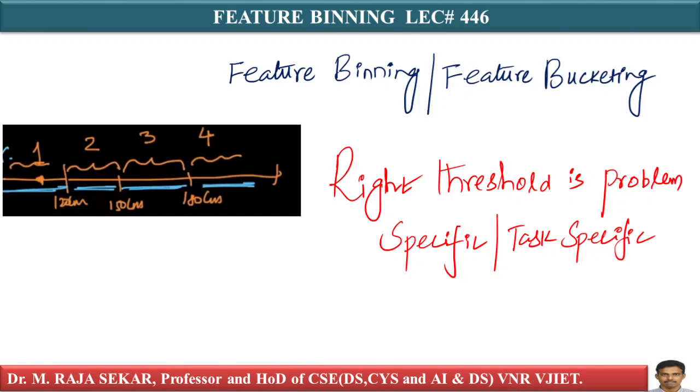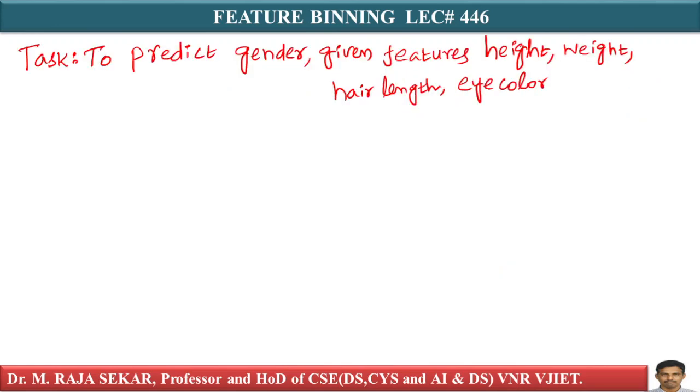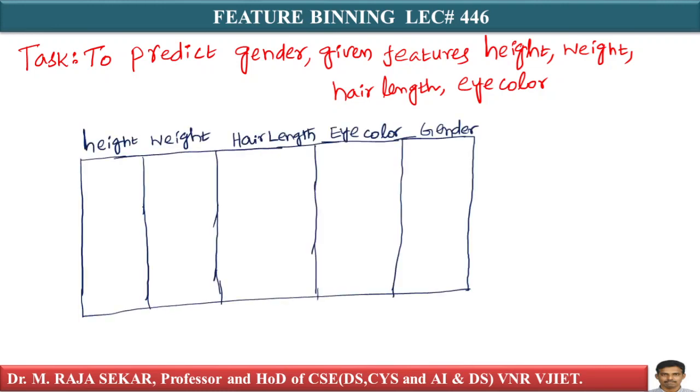Let's take a task here. Imagine my task is to predict gender given features like height, weight, hair length, eye color. Given these 4 features, I have to predict the gender, isn't it? I have a table here, with height, weight, hair length, eye color, and I have to predict gender. This is my data set.